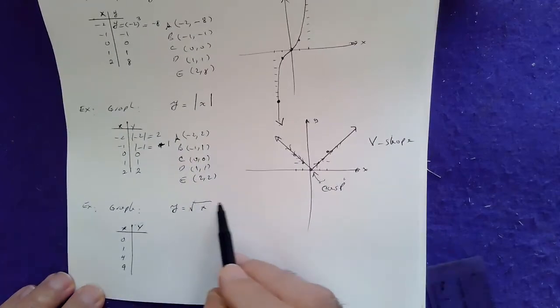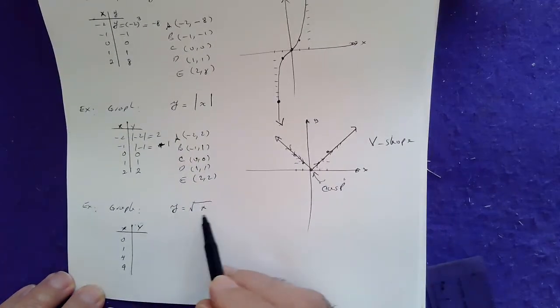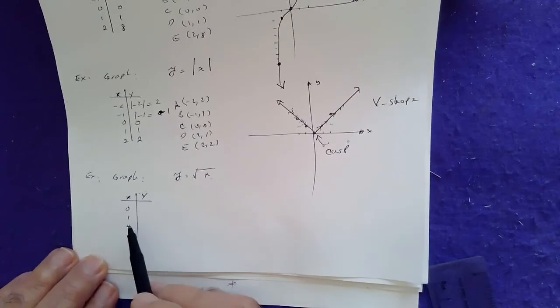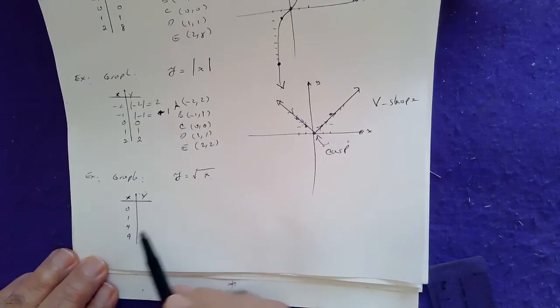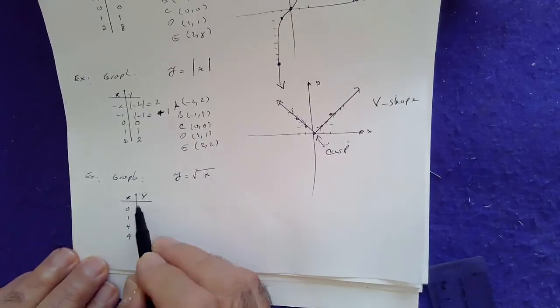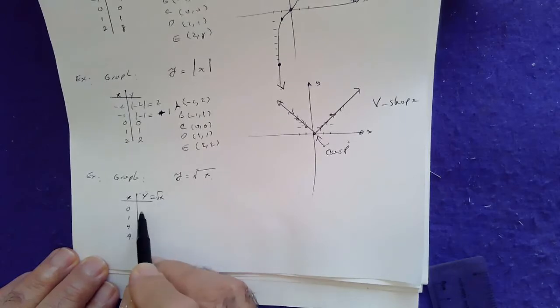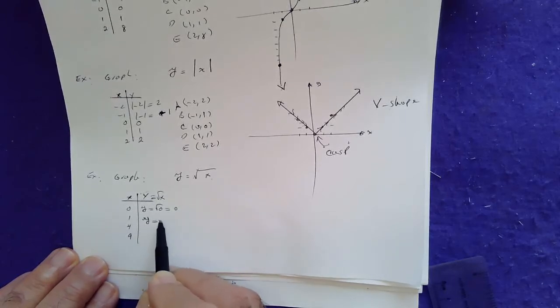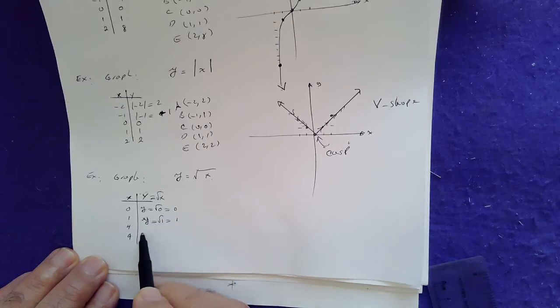Okay, what if you have the square root of x? How would the graph of this guy look? Remember, when you take the square root of a number, that number has to be 0 or a positive number. So intentionally, I chose positive perfect squares. So this is the square root of x. Remember, y is equal to the square root of 0, which is 0. y is equal to the square root of 1, which is 1. y is equal to the square root of 4, which is 2. And y is equal to the square root of 9, which is 3.